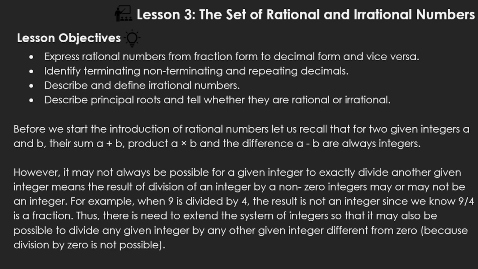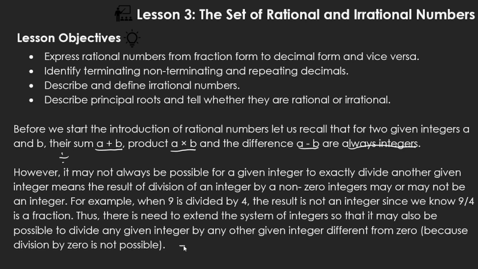Lesson 3. The set of rational and irrational numbers. Before we move on to rational numbers, let's review the closure property of our integers, where you can add integers and still get an integer, get the product of integers and still get an integer, and get the difference, and it will always be an integer. But not so in the case of division. Sometimes you would get a whole number or an integer. Sometimes you won't. And we can call those rational numbers.